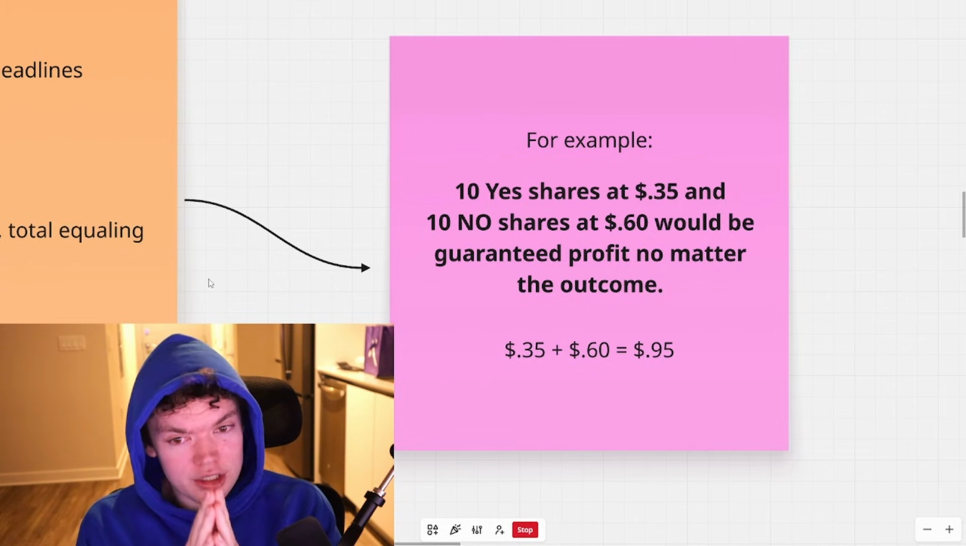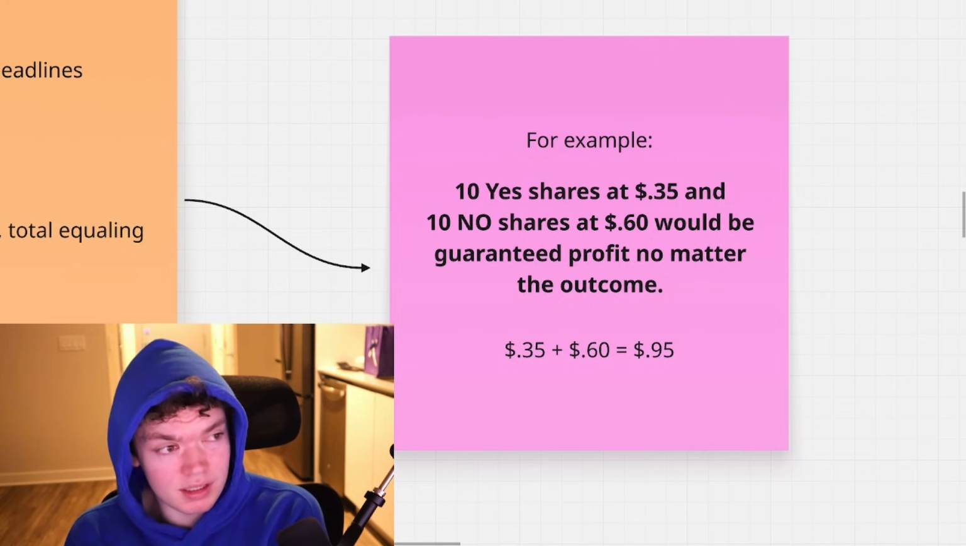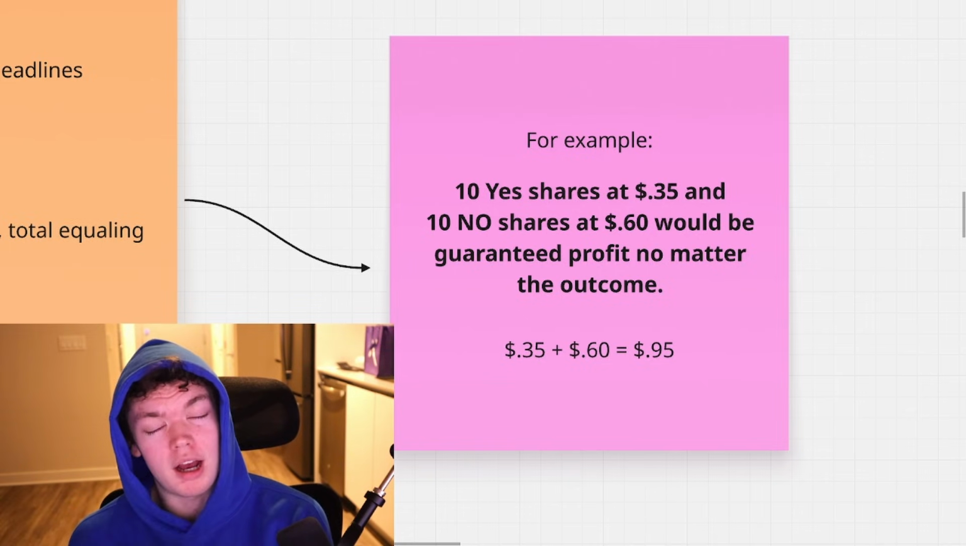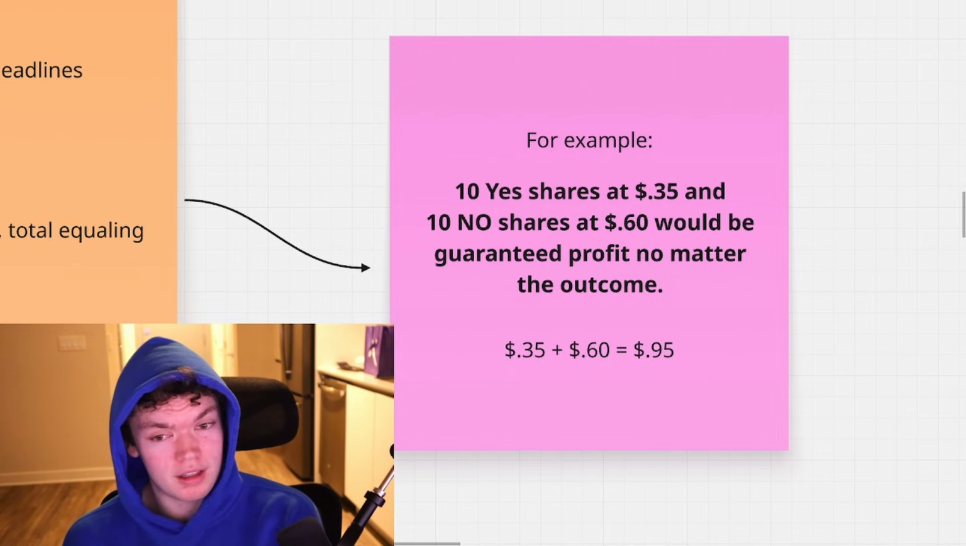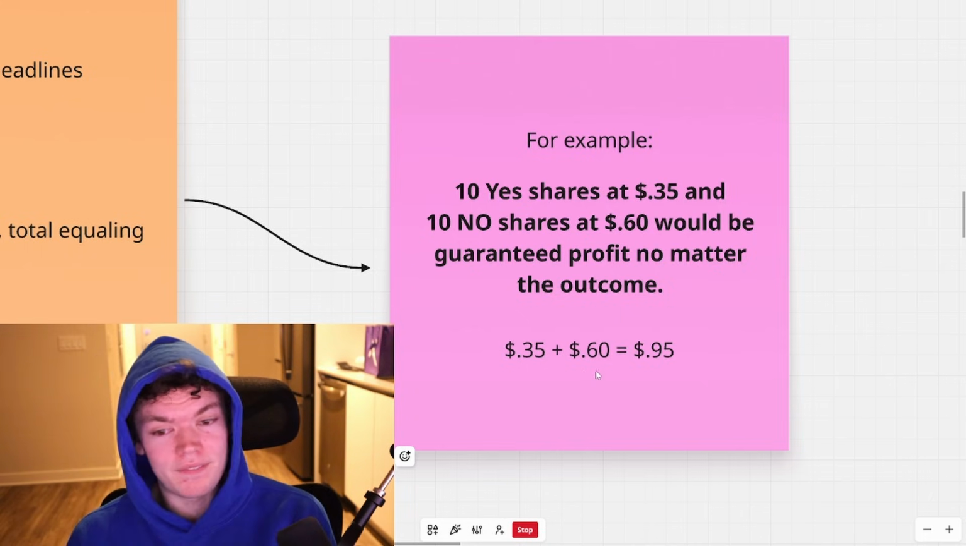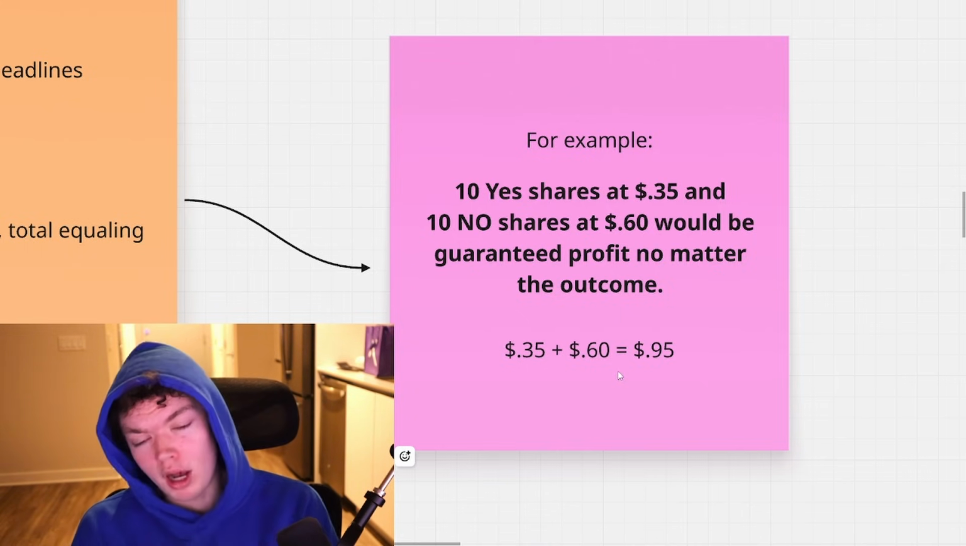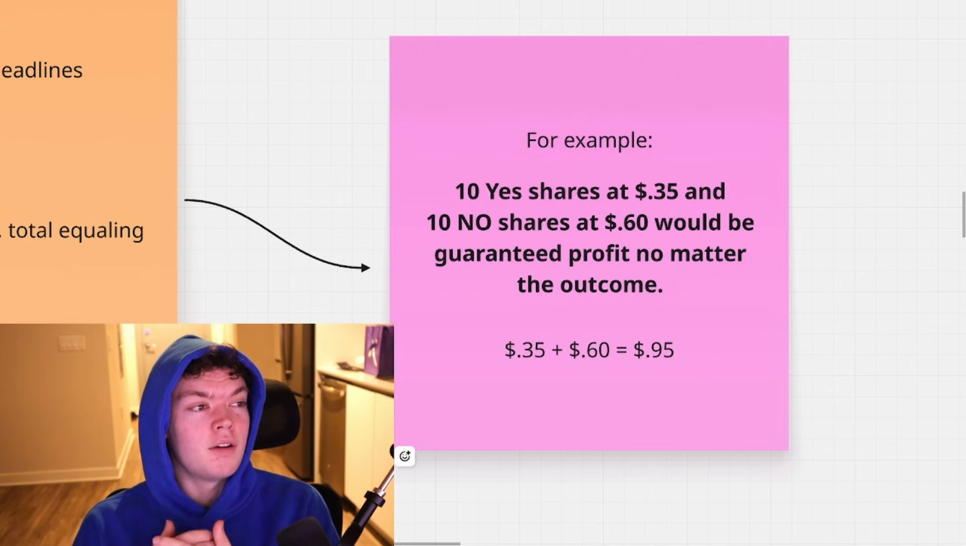You buy 10 yes shares at 35 cents and 10 no shares at 60 cents. You will be guaranteed profit no matter the outcome. Why? Well, 35 cents plus 60 cents equals 95 cents. So for each share that you have, you will get 5 cents profit because we know the outcome resolves to $1.